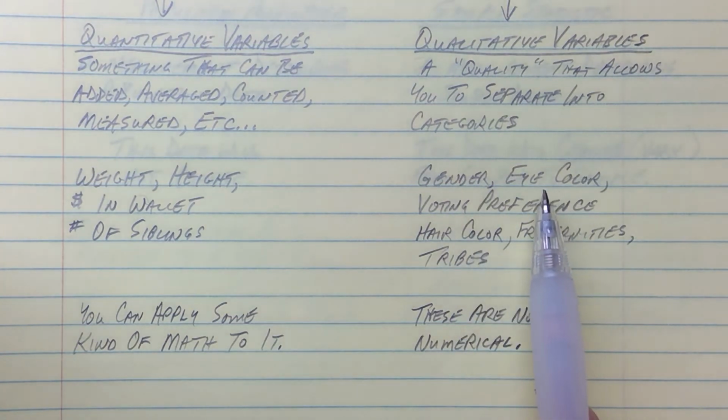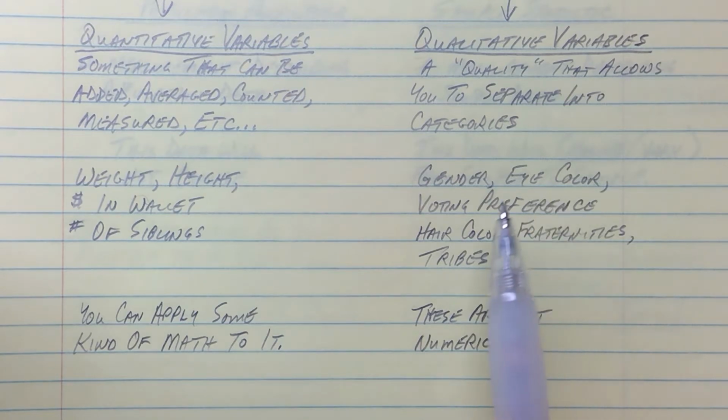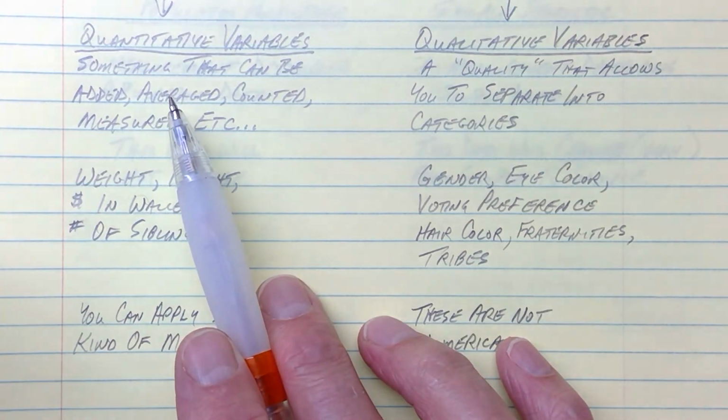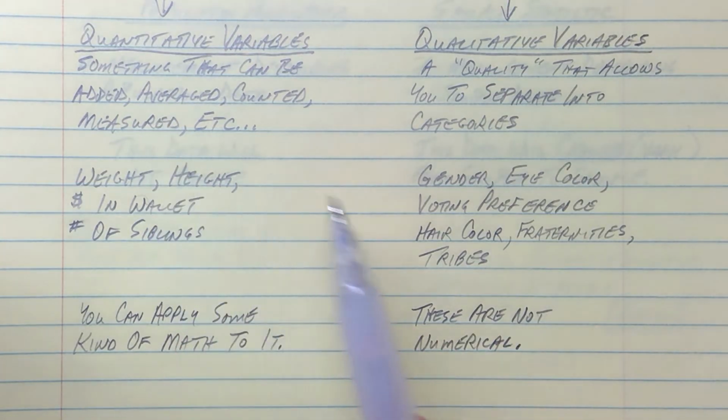Same thing with eye color. Maybe put the blue-eyed people in one corner and the brown-eyed people in another corner and so on. I could separate you into corners. I could put you into categories, but I can't really do any math with it. Voting preference, Democrat, Republican, Independent. I could put you guys in 3 different corners of the room in 3 different groups, but all I could do is just categorize you. I can't really apply math to it or run an average or measure you in any way.